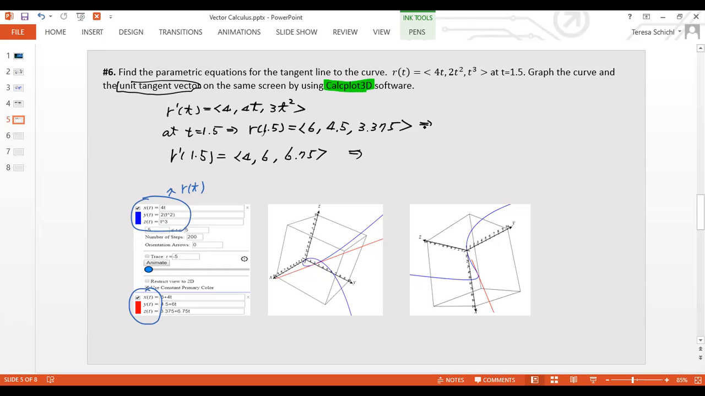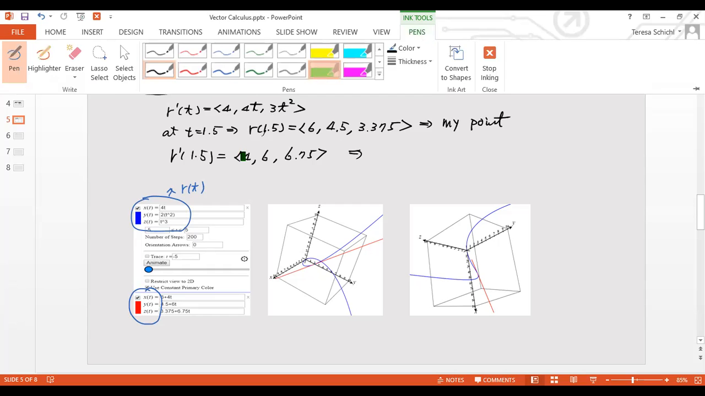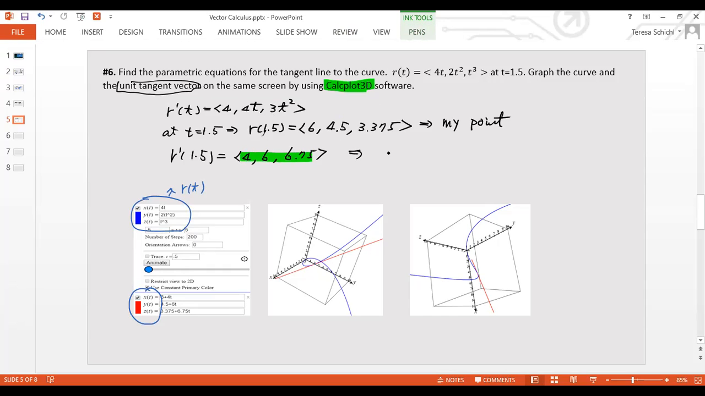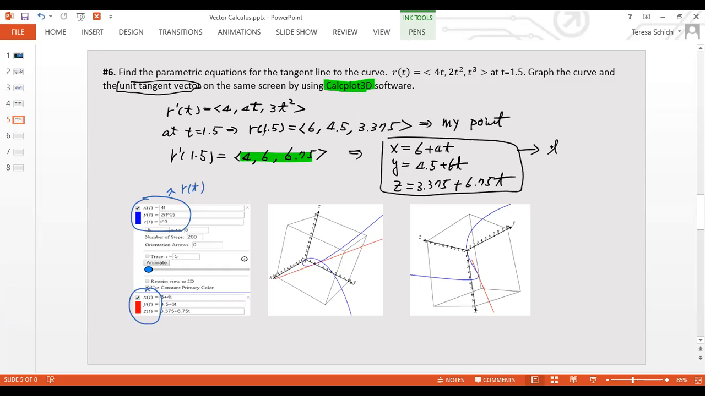So this is my point, right? So this is the point. And what is this? This is the directional vector here. So I can find my parametric line. So x is equal to, you use the point, 6 plus 4t, and y is equal to 4.5 plus 6t, and z is equal to what? z is equal to 3.375 plus 6.75t here, right? So these are the parametric equations. Okay, so this is the parametric equation for the tangent line.